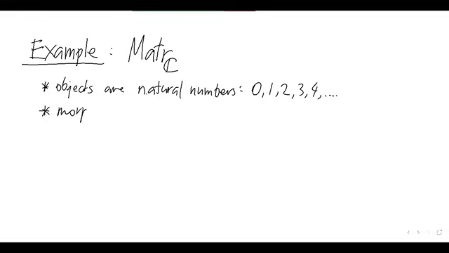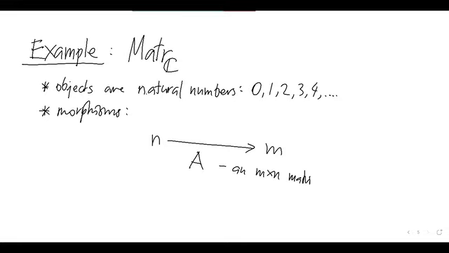What are morphisms? So remember, a morphism needs to have a domain and a codomain. In this case, they are numbers. So if we have numbers n and m, a morphism from n to m will be an m by n matrix with entries from C.